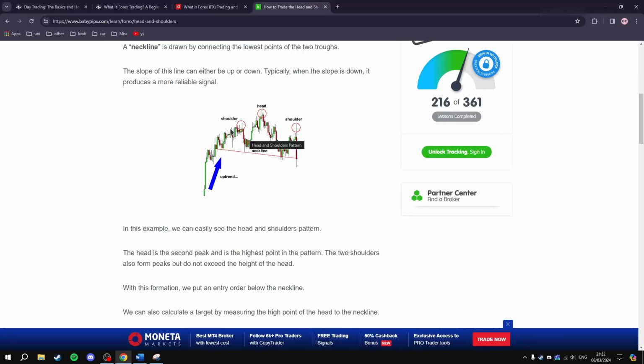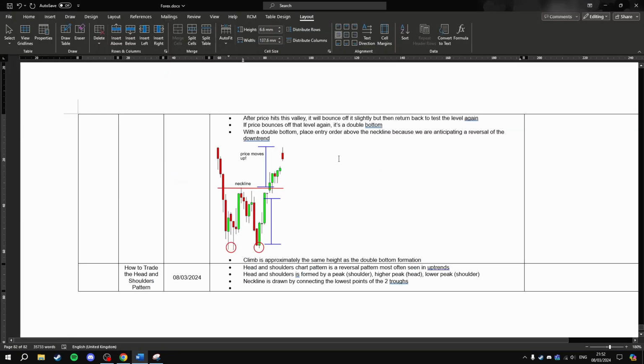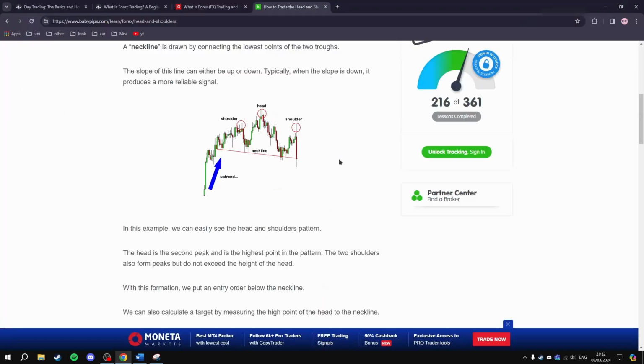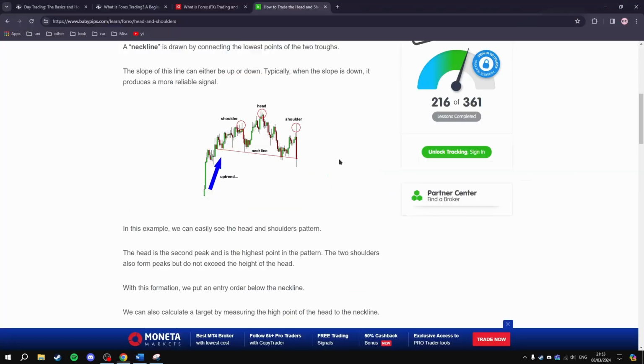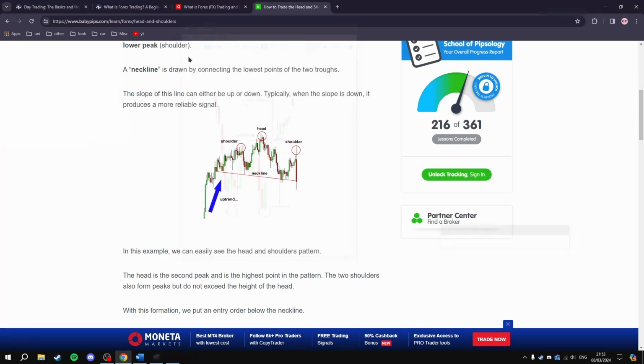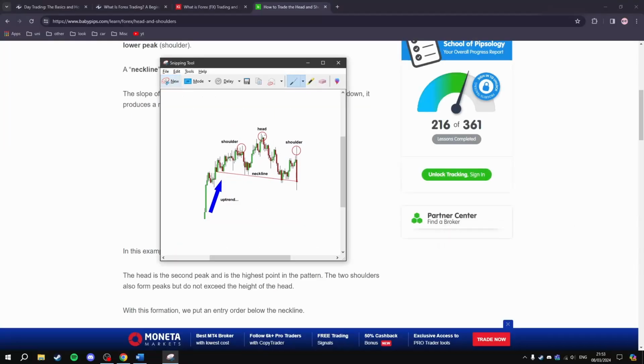The slope of this line can either be up or down. Typically when the slope is down, it produces a more reliable signal. So it looks like that.